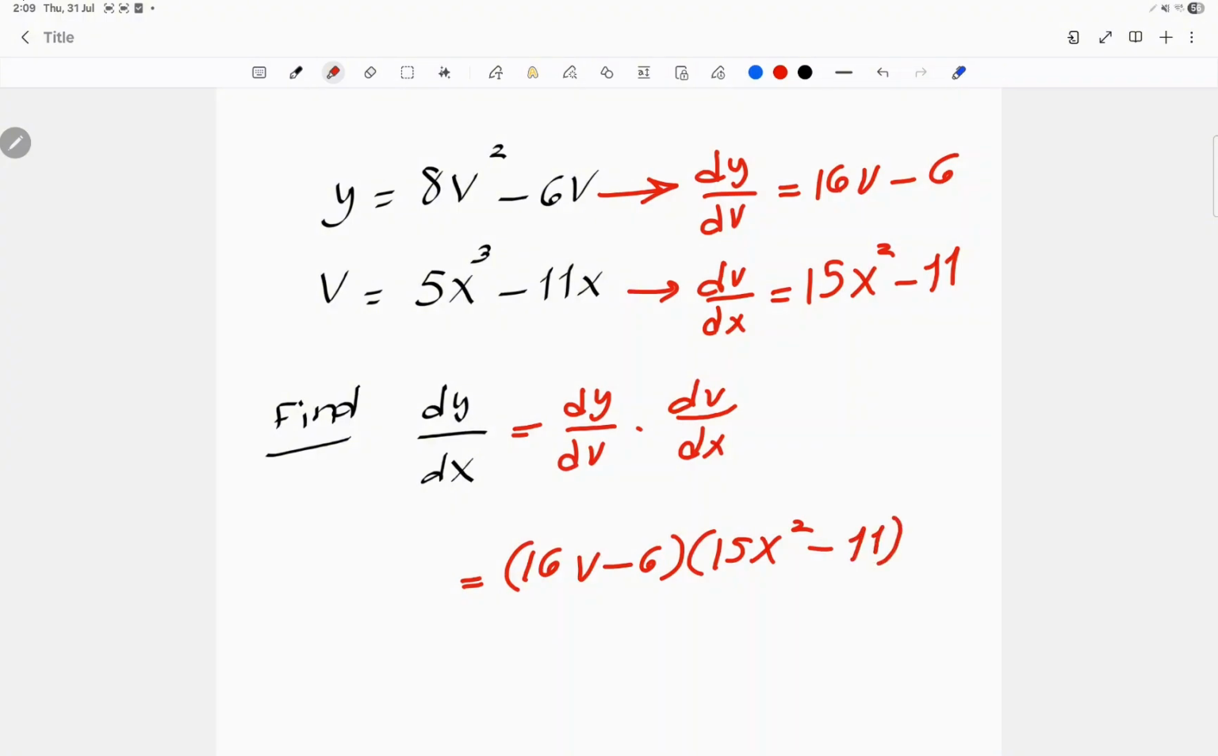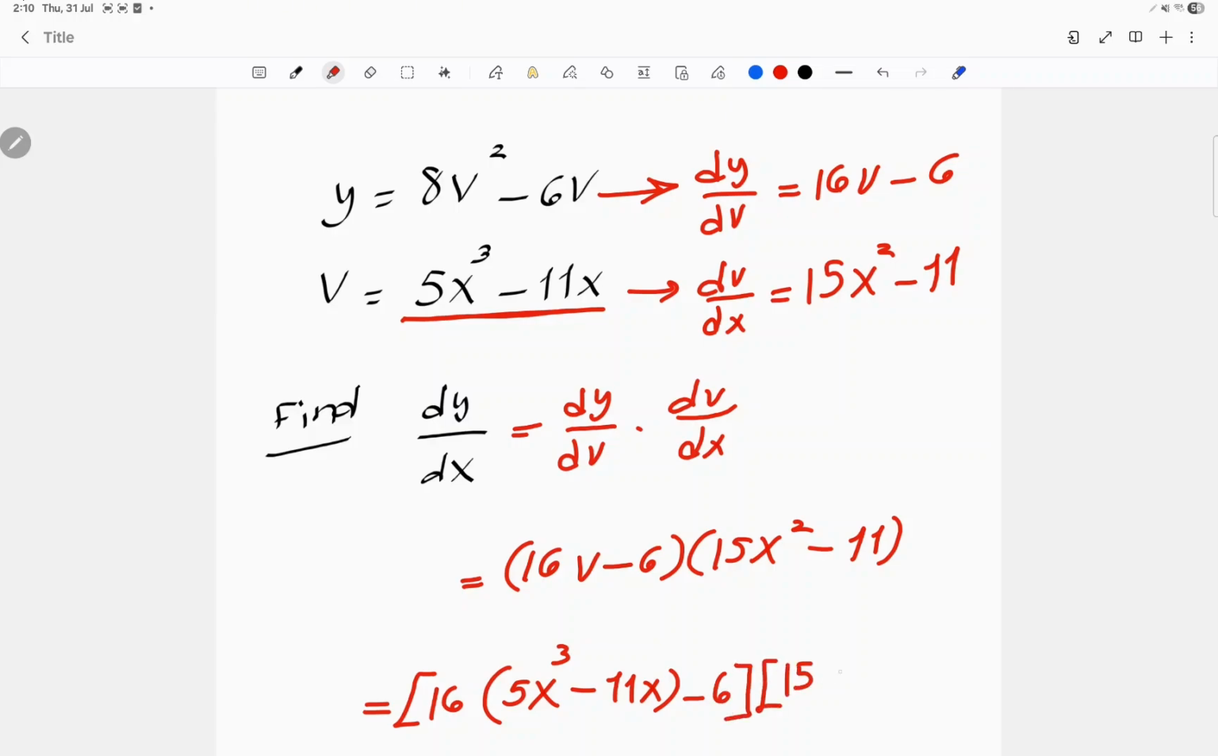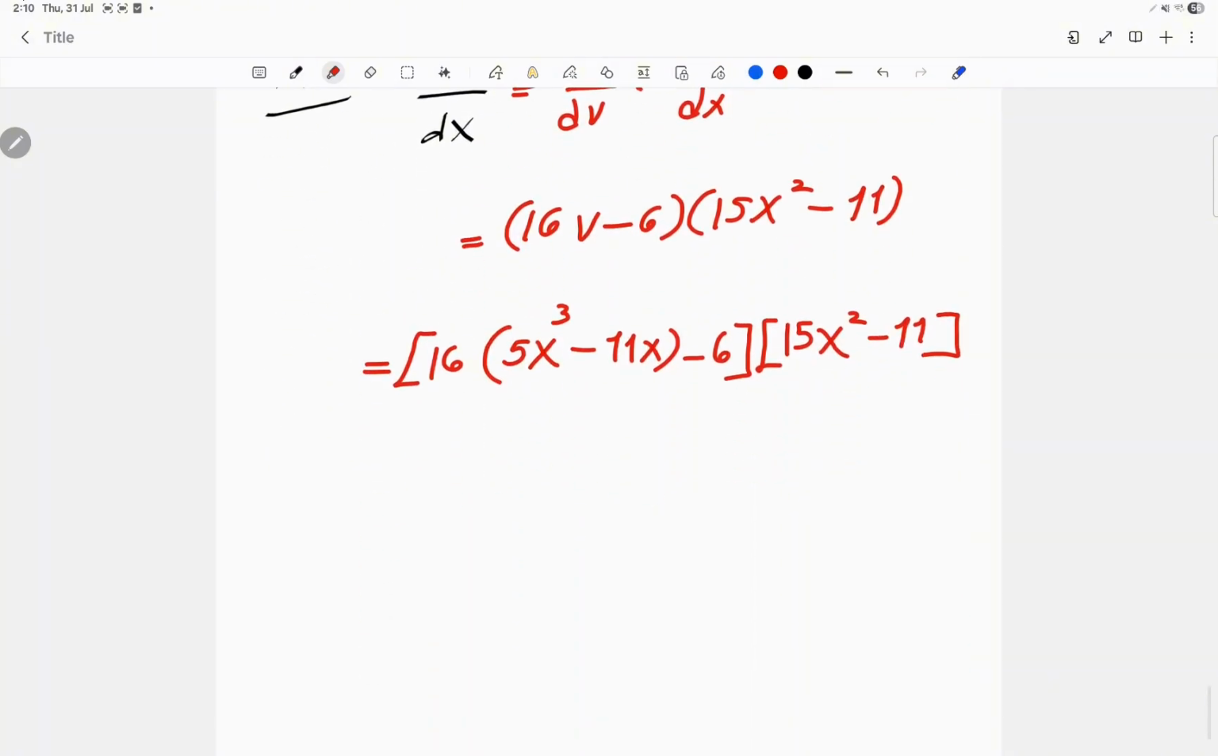But now there's a problem because I have v and x at the same time. I only want x, correct? I don't want v. So guess what? We'll replace the v with 5x cubed minus 11x. So we're going to have 16 times 5x cubed minus 11x minus 6 multiplied by 15x squared minus 11. Let's now expand.